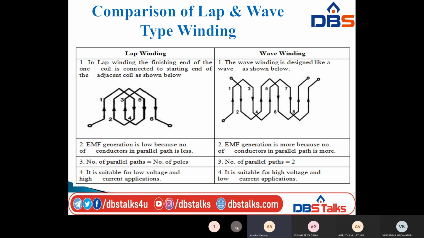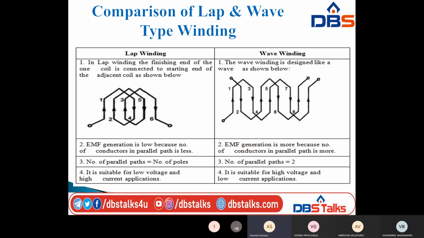So I already said that in lap winding, the finishing end of one coil is connected to the starting end of the adjacent coil. So this is the finishing end of one coil and this is the starting end of the adjacent coil. This is called lap winding.